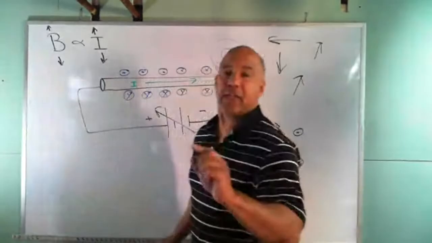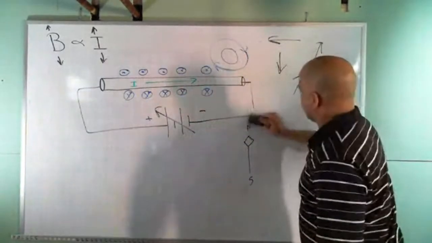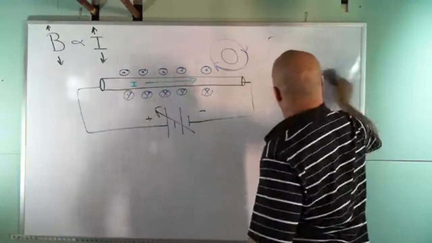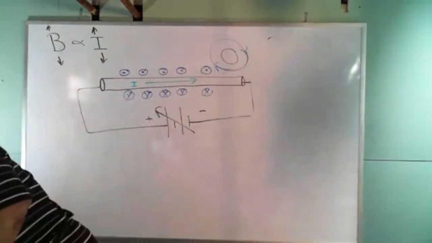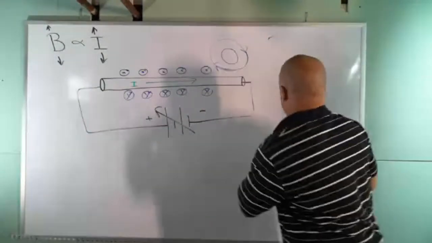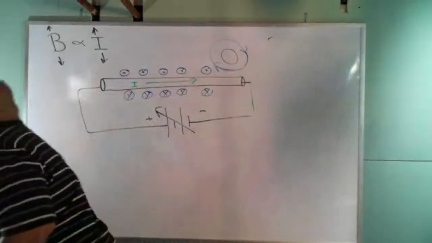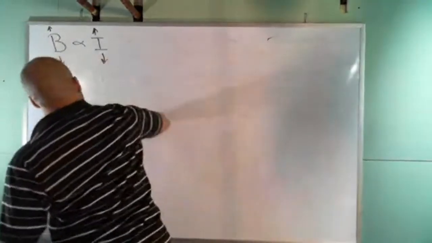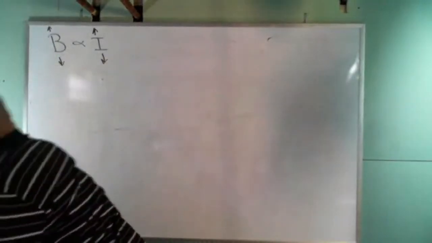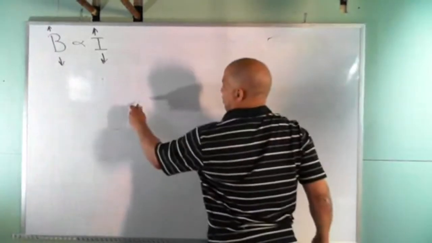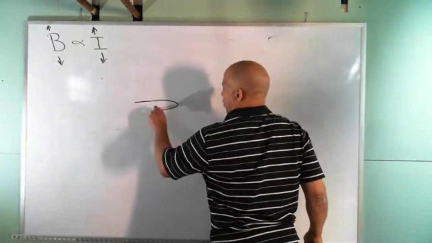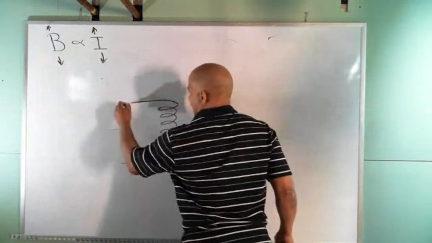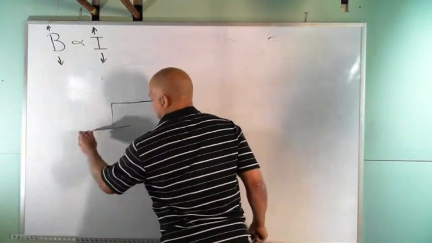Instead of having a straight conductor, what if we do this? What if I take that conductor and I coil it? Let me erase this. If I coil this, imagine what happens. If I coil the wire like this, and let's put a battery here.